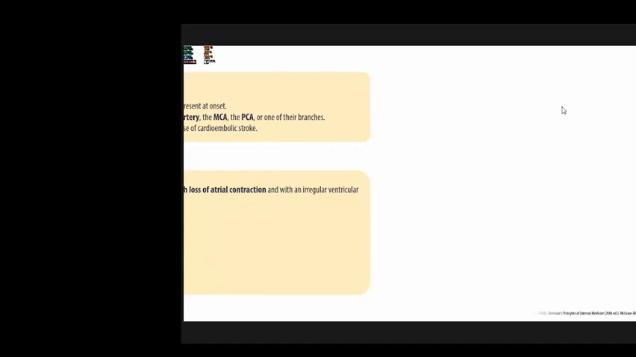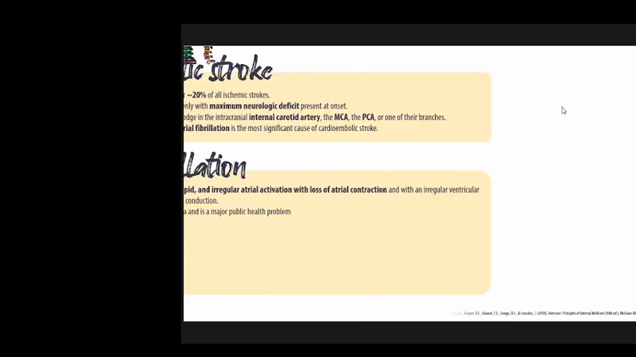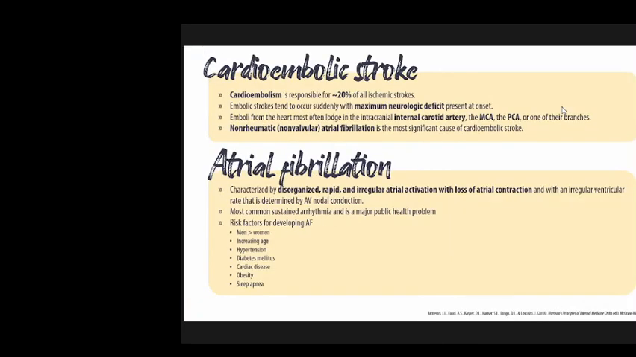So for my discussion, cardioembolic stroke is responsible for 20% of all ischemic strokes, and the strokes tend to occur suddenly with maximum neurologic deficit present at onset. The most common sites are the internal carotid artery, MCA, PCA, or one of their branches, and non-rheumatic non-valvular AFib is the most significant cause of cardioembolic stroke.